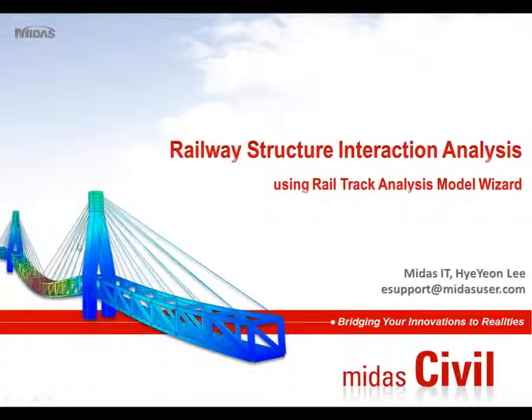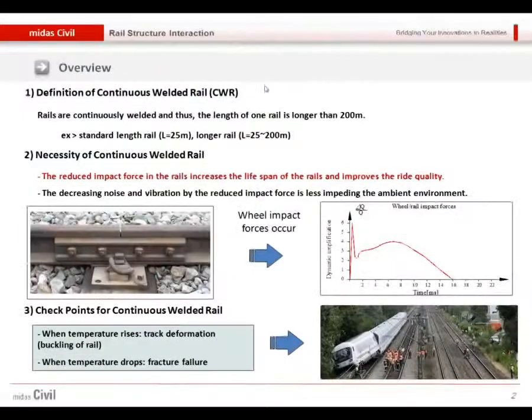Today our topic is rail structure interaction analysis. The main issue for this rail structure interaction came from the continuously welded rail, in order to reduce the impact force when there is any connection between the rails.